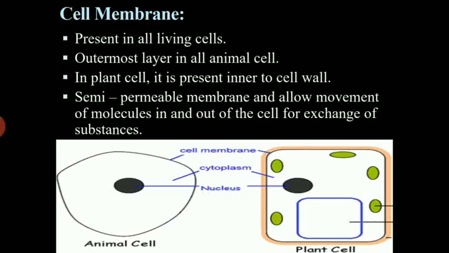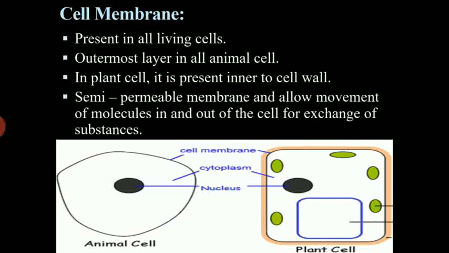Fine. Now, what does this cell membrane do? The cell membrane is basically a semi-permeable membrane. That means it is half permeable. What does that mean? That means it allows some of the molecules to enter into the cell and leave the cell. Okay, but it does not allow all the molecules to enter or go outside of the cell. So it's semi-permeable.